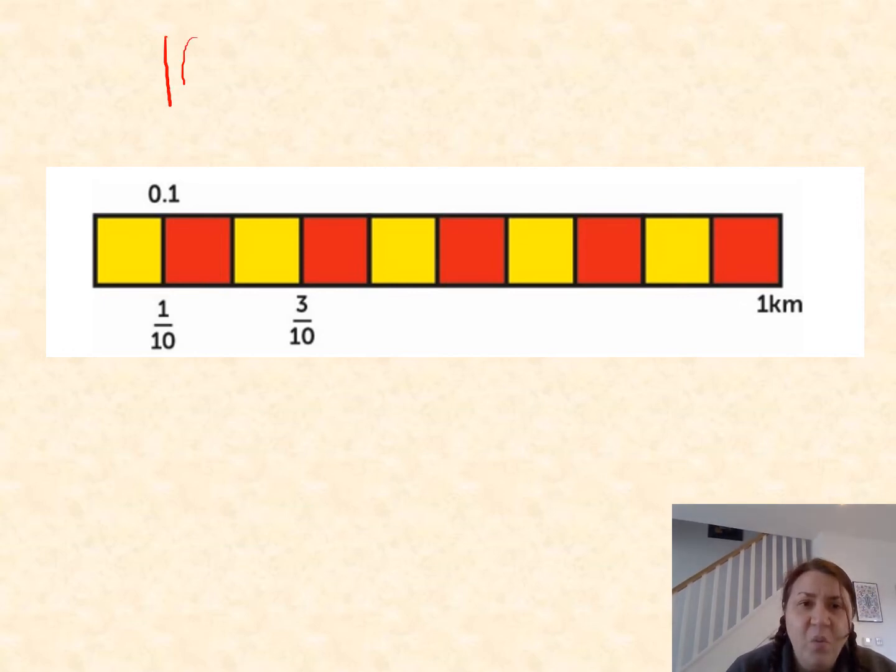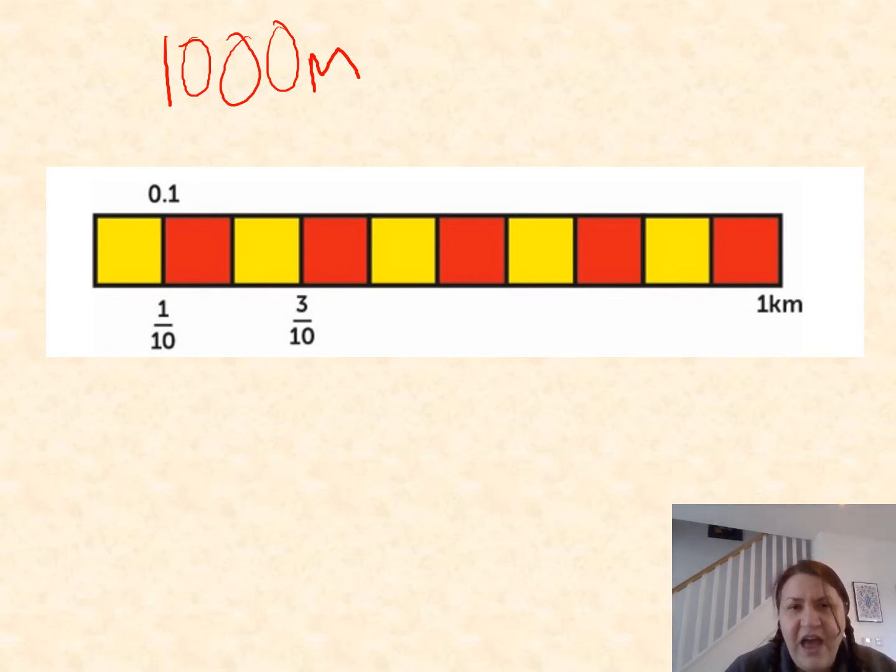There were 1,000 meters in a kilometre. So I've got to think, how much would each of these sections be worth? If they were worth 10 each, I'd have 10, 20, 30, 40, 50, 60, 70, 80, 90, 100, and I need to get to 1,000.